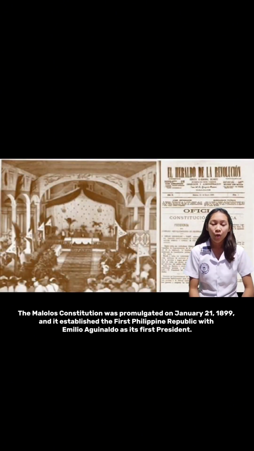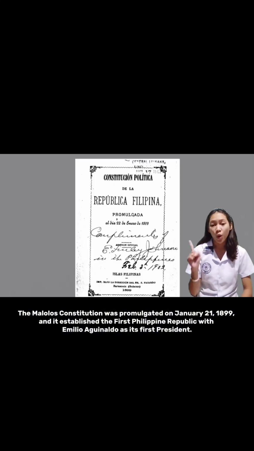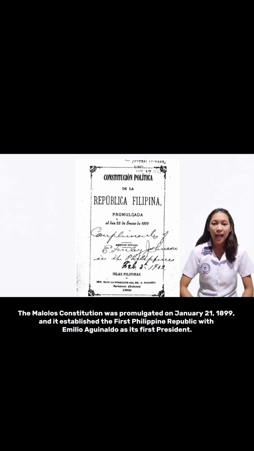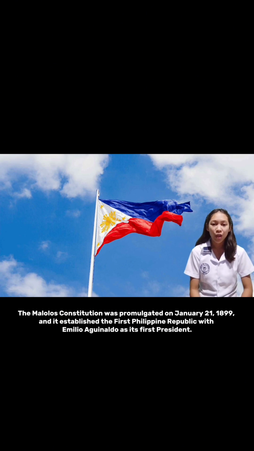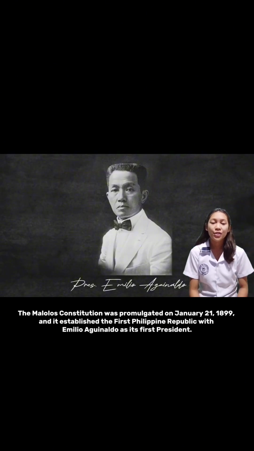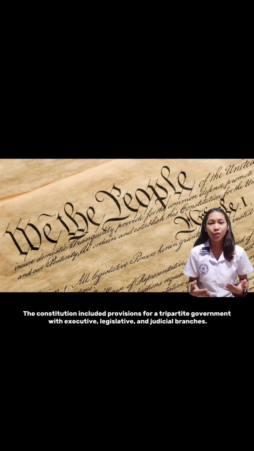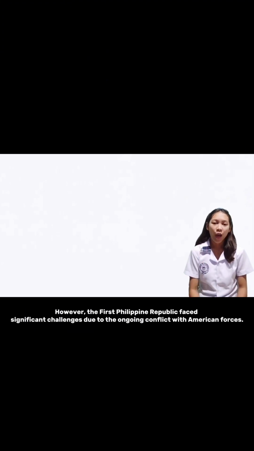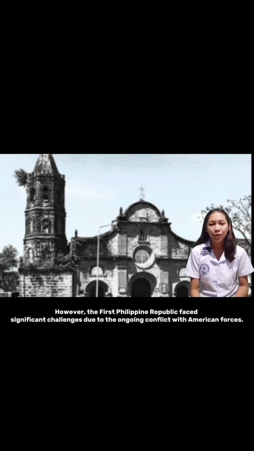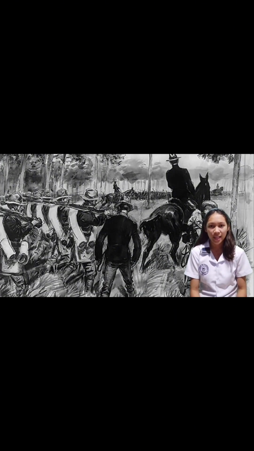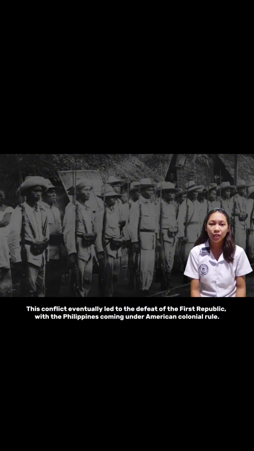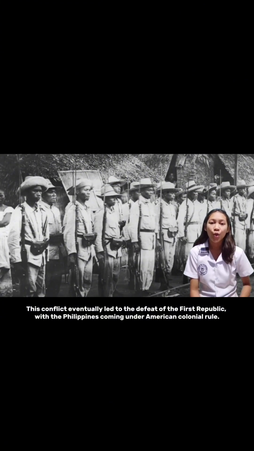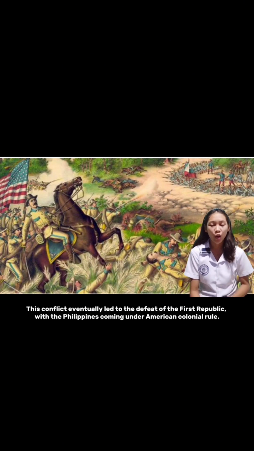The Malolos Constitution was promulgated on January 21, 1899, and it established the first Philippine Republic with Emilio Aguinaldo as its first president. The Constitution included provisions for a tripartite government with executive, legislative, and judicial branches. However, the First Philippine Republic faced significant challenges due to the ongoing conflict with American forces. This conflict eventually led to the defeat of the First Republic, with the Philippines coming under American colonial rule.